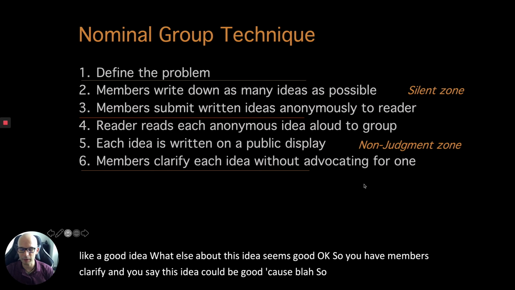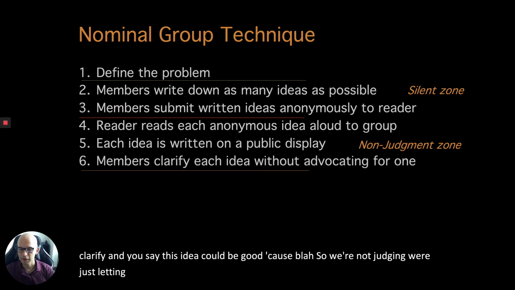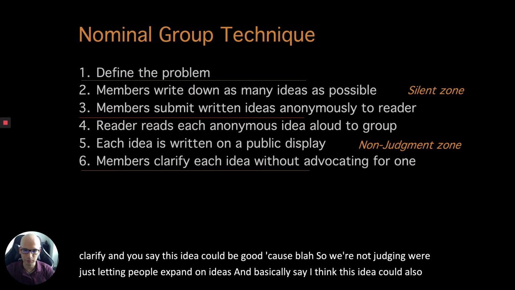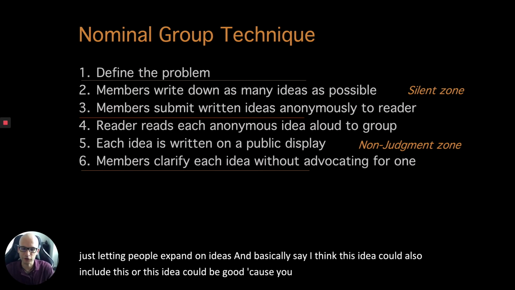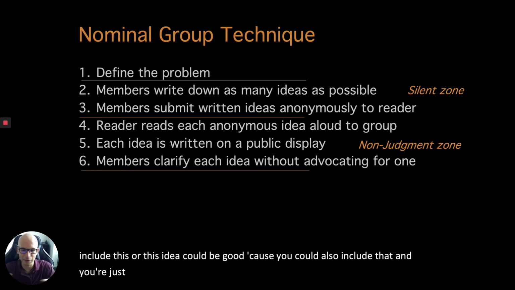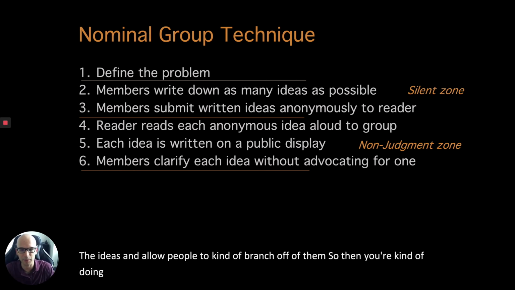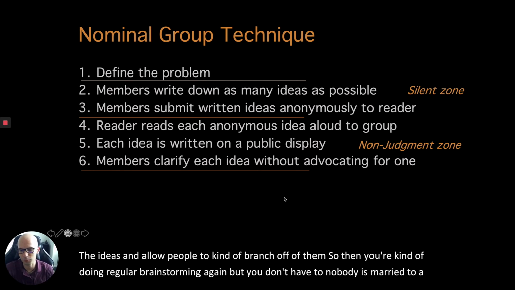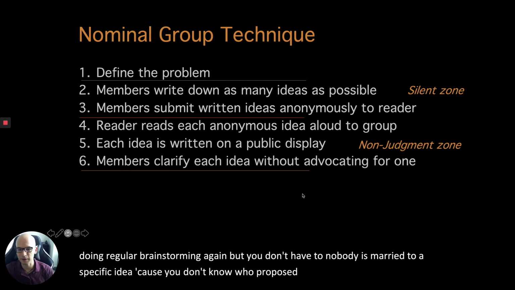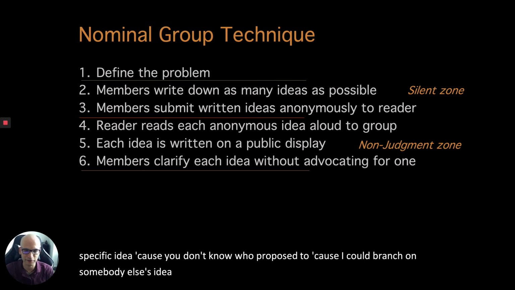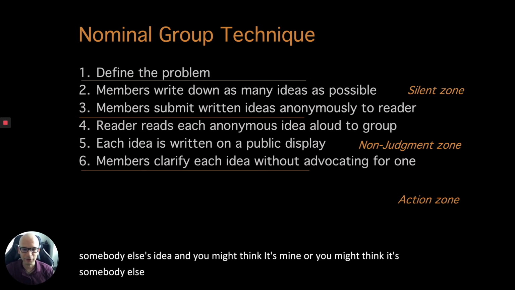We're just letting people expand on ideas and basically say, I think this idea could also include this, or this idea could be good because it could also include that. And you're just trying to grow the ideas and allow people to kind of branch off of them. So then you're kind of doing regular brainstorming again, but nobody's married to a specific idea because you don't know who proposed what. Because I could branch on somebody else's idea and you might think it's mine or you might think it's somebody else's.